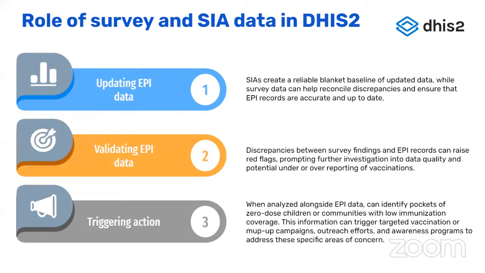And of course, all of these together can trigger action because when you analyze your information alongside your routine data, so your EPI data, you can start identifying better pockets of, for example, zero-dose children. You can start checking areas where low immunization coverage is present, but also you can start trying to triangulate better your information with your surveillance data, trying to make sense of data and information that might normally be seen as odd, but that maybe are actually just red flags of either data quality or of pockets that are underserved.